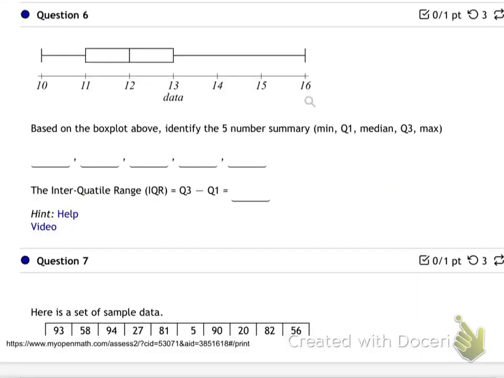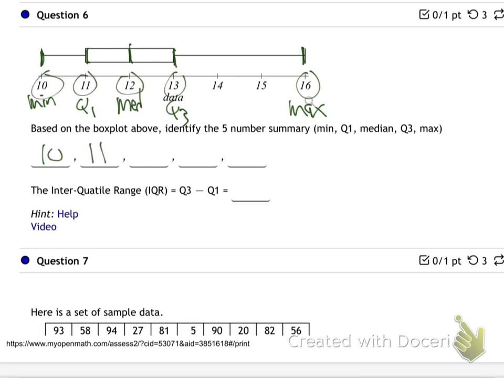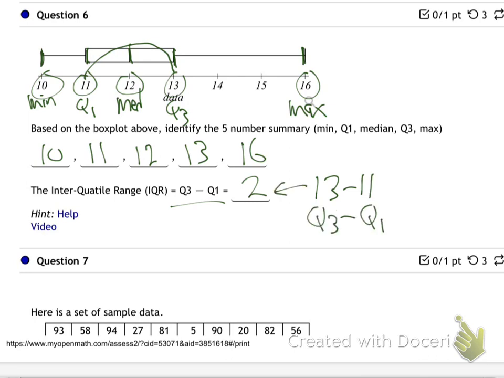Question 6. Based on the box plot above, identify the 5-number summary. So they're just saying, can you look at the box plot and pick off the 5 numbers? That one's the min. This one's the Q1. This one's the median. This one's the Q3. This one's the max. Those are the 5 numbers they want in the blanks. 10, 11, 12, 13, and 16. Interquartile range: Q3 minus Q1. 2. We good there? I got that from 13 minus 11. Q3 minus Q1, between the quartiles.